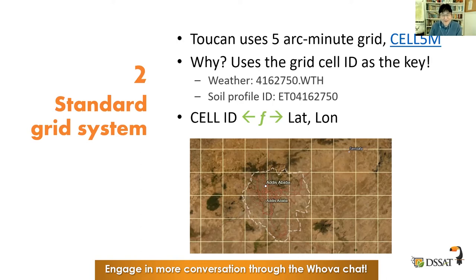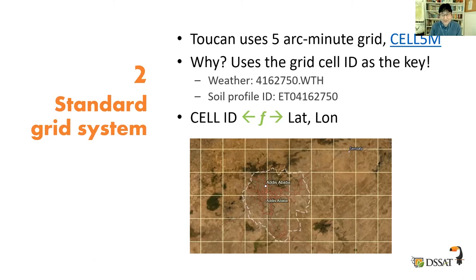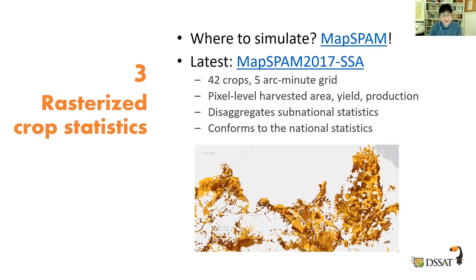A weather file, for example, comes with the grid cell ID in the file name, and the profile ID also has the grid ID in it. So you can quickly look at just the number and locate exactly which location in the world we are talking about. There is also a mathematical function you can apply to convert between lat-long coordinates and the ID number. It was one of the real breakthroughs in the early days, and it's still being used. Okay, and the crop statistics.